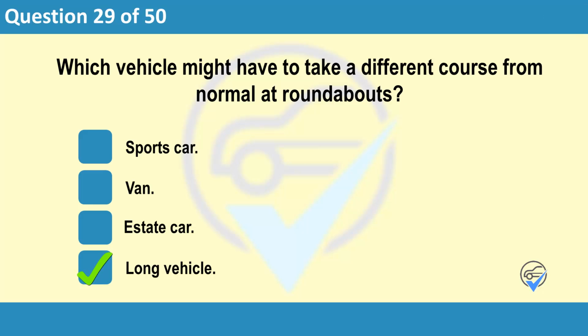A long vehicle may have to straddle lanes, either on or approaching a roundabout, so that the rear wheels don't hit the curb. If you're following a long vehicle, stay well back and give it plenty of room.